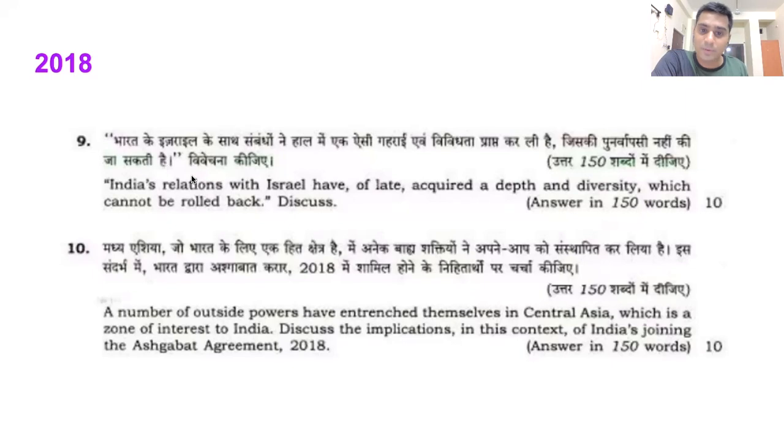A number of outside powers have entrenched themselves in Central Asia. Whenever you speak about some region, this is called region, right? Central Asian region, which is a zone of interest to India. Discuss the implications in the context of India joining the Ashgabat Agreement, right? So this is again a regional grouping agreement.